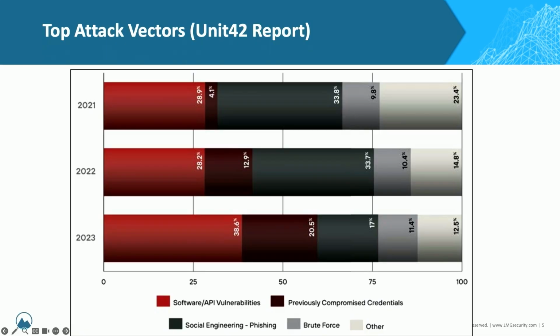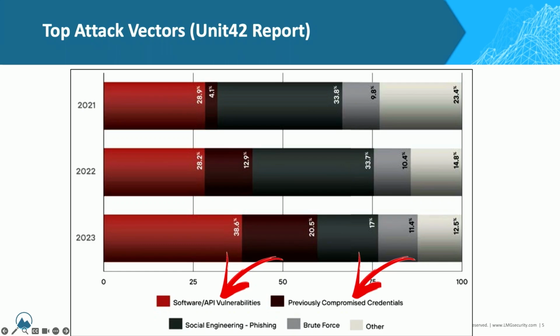So really quick, let's talk about how attackers actually break into networks. And we're going to model some of our attack pathing today off of these kinds of stats. This comes from a Unit 42 report, and this is the top attack vectors for the 2023 year, 2021 and 2022 as well. You can see the big ones that attackers are really going after, and this has skyrocketed over the last few years, are software and API vulnerabilities, and then previously compromised credentials. Now, when I say previously compromised, I will fully include weak credentials in there as well, and this is something that we'll showcase as we move through.